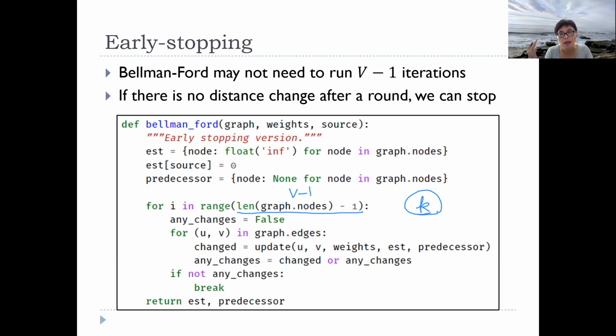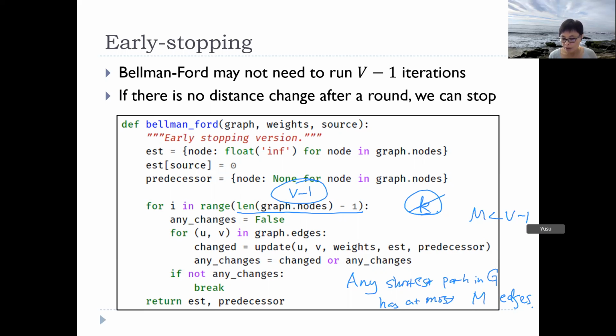But in practice, if you know that your shortest path will never be more than 5 edges, so if I know that any shortest path in my graph has at most, say, m edges, then clearly m is smaller than v minus 1. If m is much smaller than v minus 1, then you don't have to run the outer for loop v minus 1 iterations.